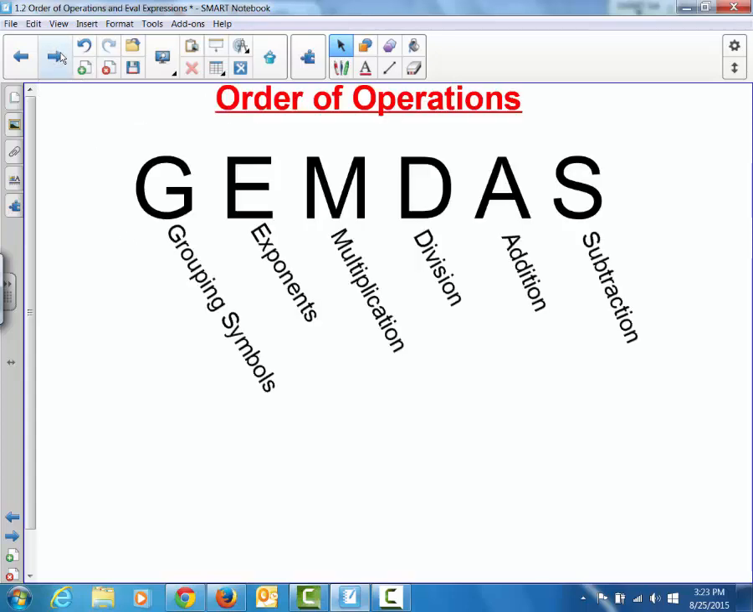Now the order of operations, you're familiar with it as PEMDAS, but just for the sake of understanding it a little bit better, let's go with GEMDAS for a little bit. Grouping symbols instead of just parentheses, because there are a whole lot more grouping symbols out there than just parentheses. Parentheses are just one form of grouping symbols. But we do grouping symbols first, then exponents, then multiplication or division, then addition or subtraction.